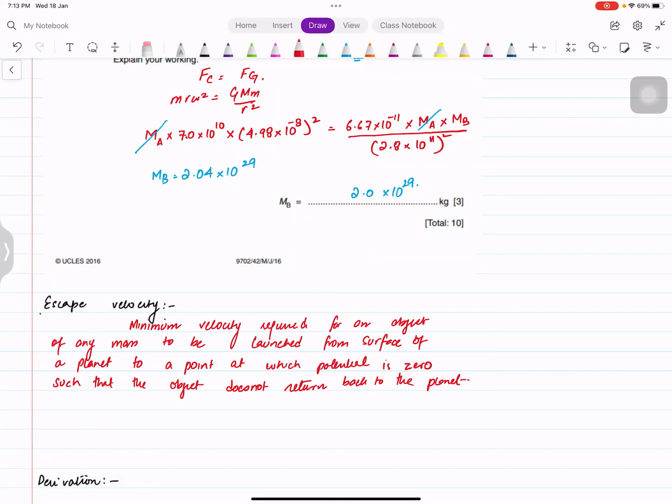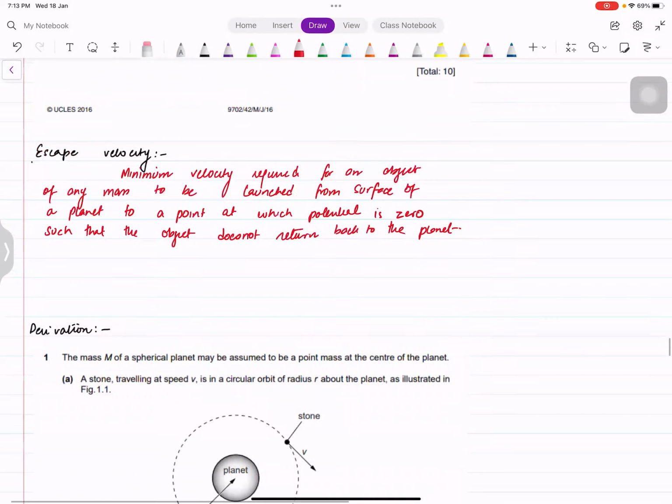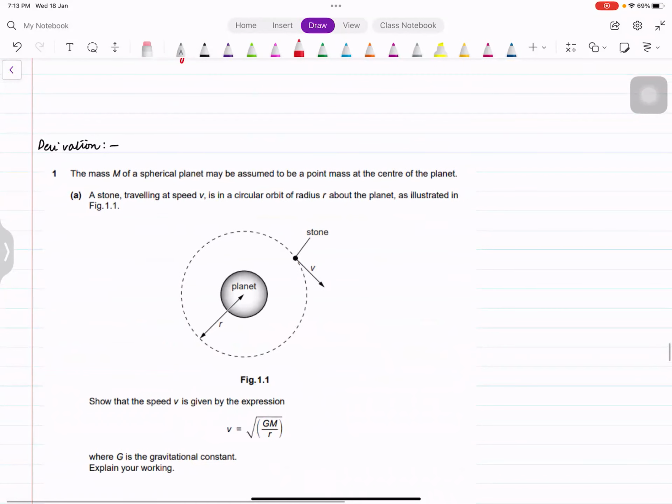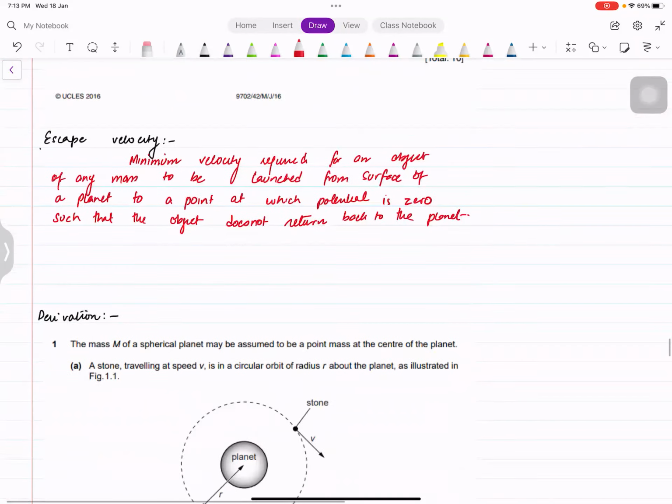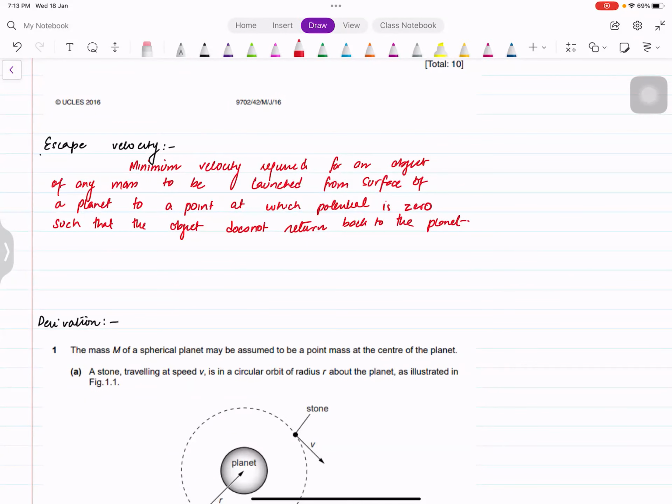Okay. So let's look at the derivation first. Richard, could you move up for a second? Oh, yeah, sure. Just a minute. Okay. You can do that.